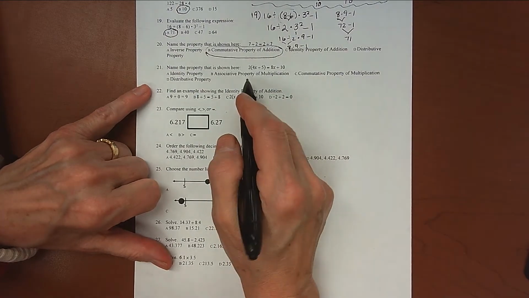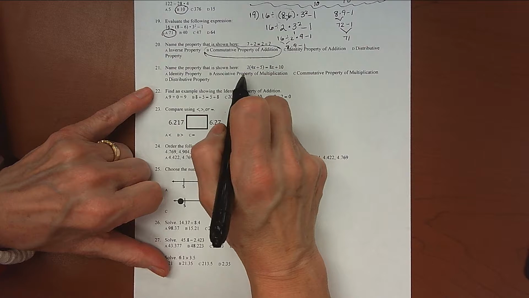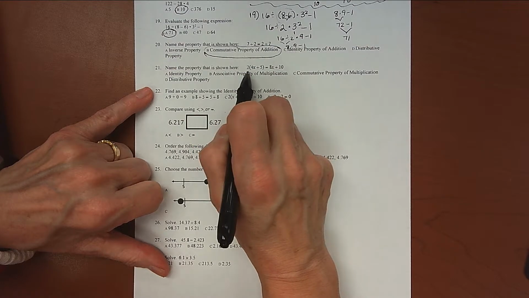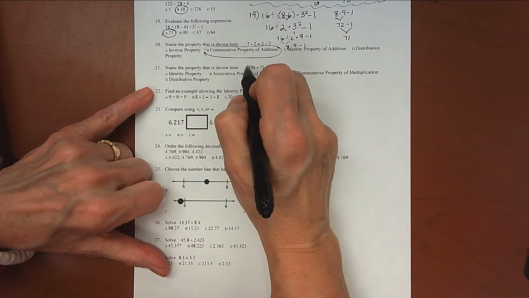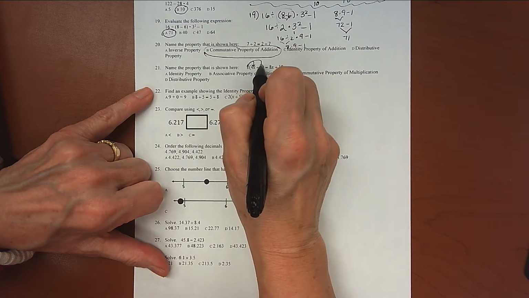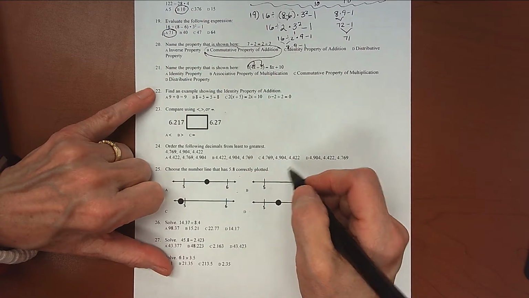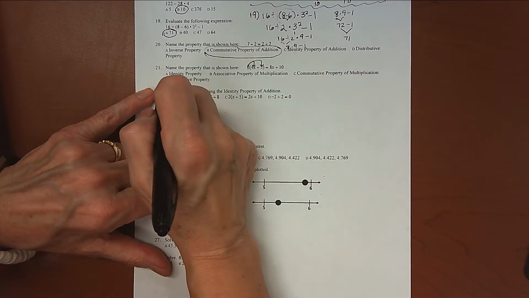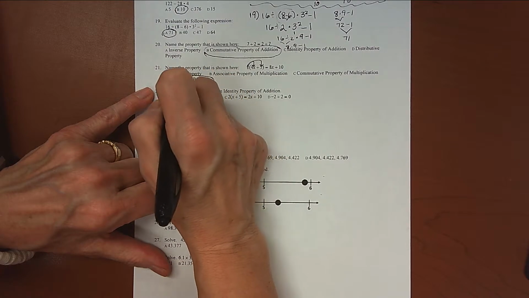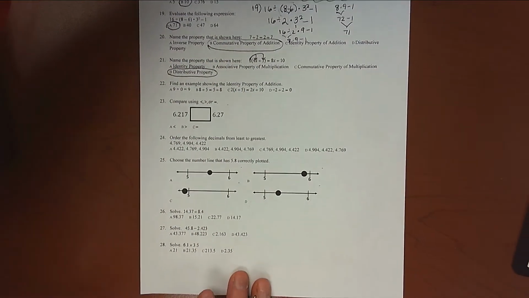Alrighty, down here we're looking for the property that we see here. So what we've done is we've taken the 2 and distributed it over the 4x and the 5. So we've taken 2 times 4x to get our 8, and then 2 times 5 to get our 10, and kept the operation symbol that was in there. So we've distributed, that's the distributive property. So D. The long name of that is distributive property of multiplication over addition.